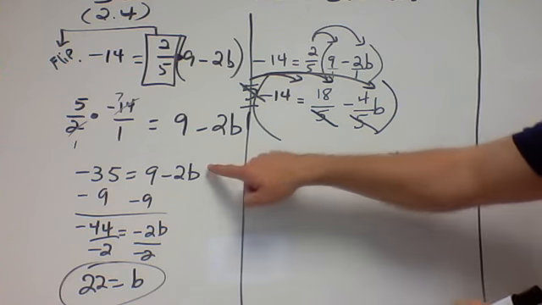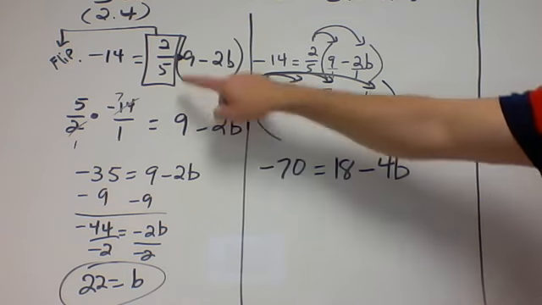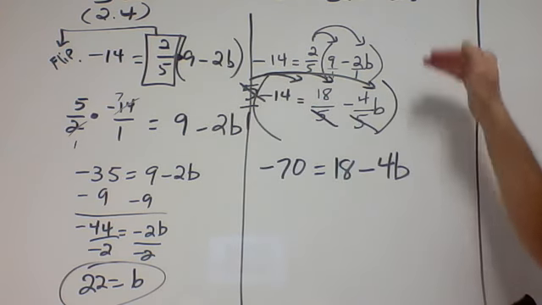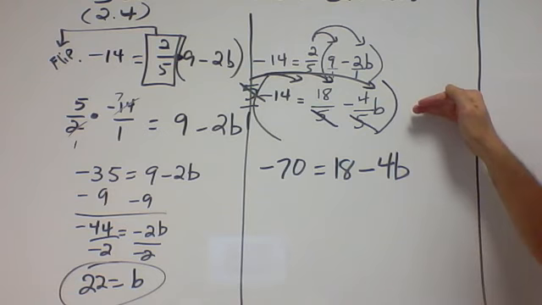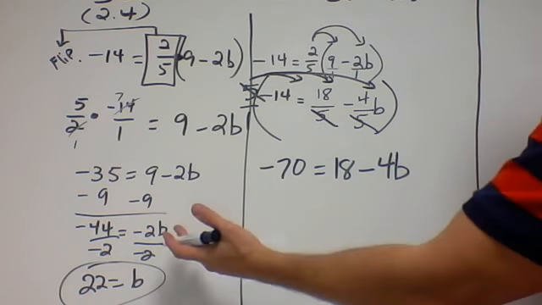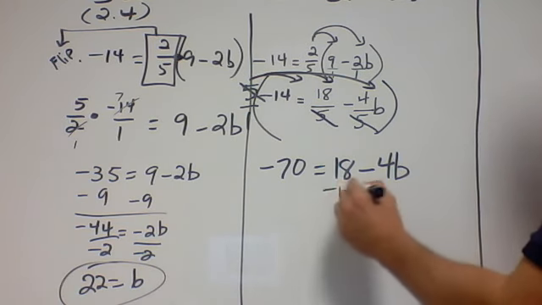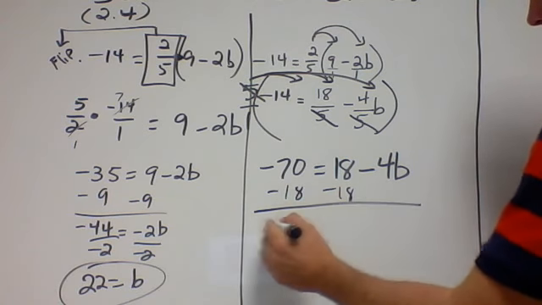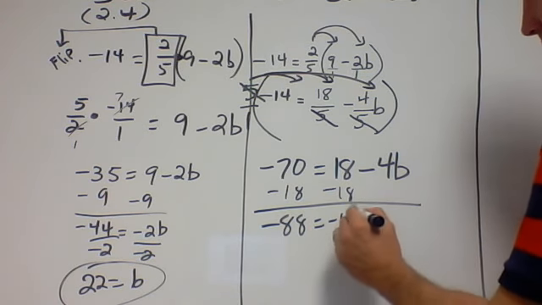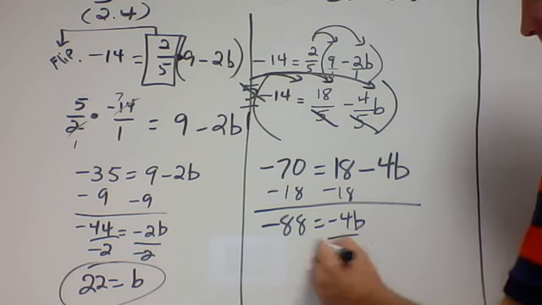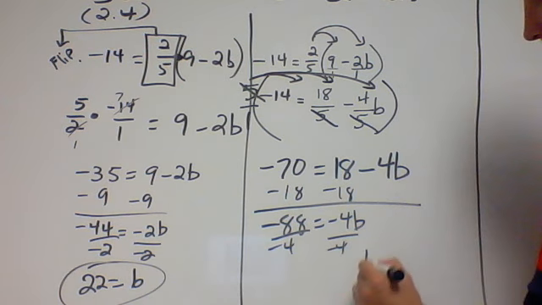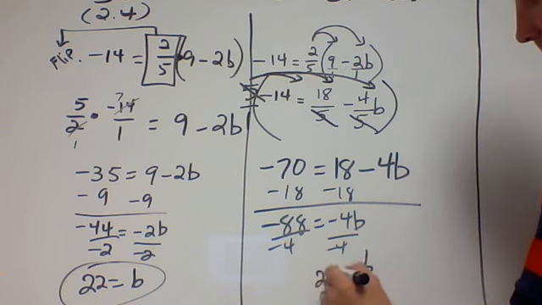And now, just like over here, I got rid of the fraction that way, or I could have distributed and then got rid of the fractions. And it's a lot easier. It's a two-step equation. Subtract 18, subtract 18, get negative 88 equals negative 4b, divide by negative 4, and then finally b equals, again, positive 22.